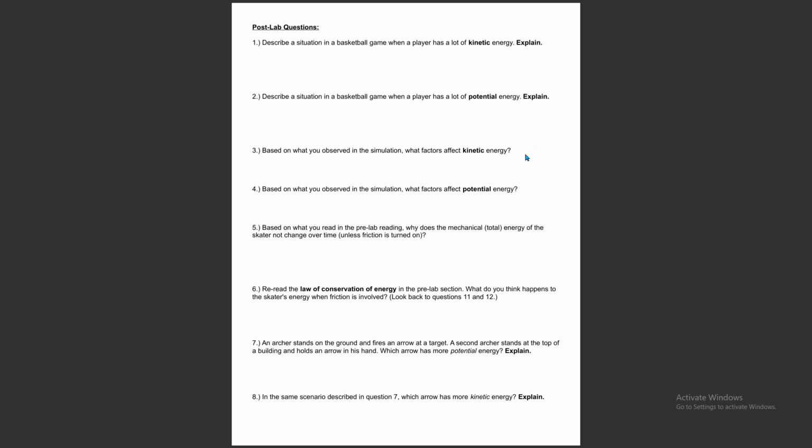Number three, based on what you observe in the simulation, what factors affect kinetic energy? Make sure you write more than one because it's asking for factors. Based on what you observed in your simulation, what are the factors that affect potential energy?